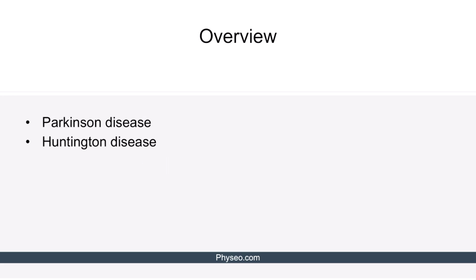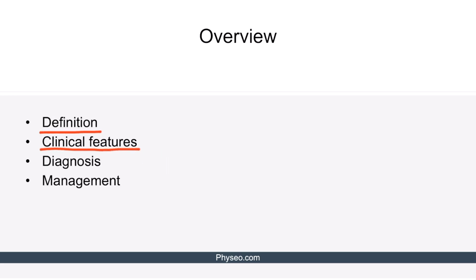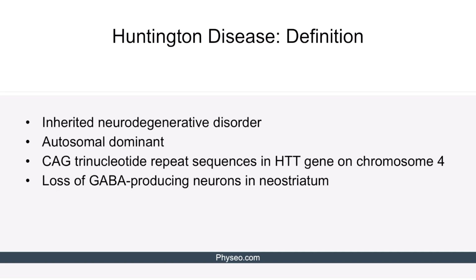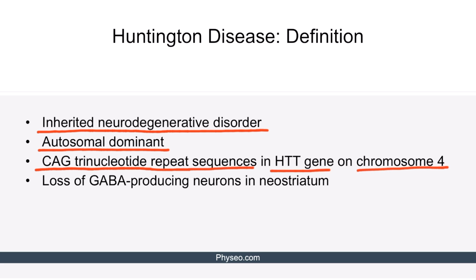Let's now move on to our next topic, Huntington disease. We will discuss definition, clinical features, diagnosis, and management. Huntington disease is an inherited neurodegenerative disorder. The type of inheritance is autosomal dominant. It is associated with CAG trinucleotide repeat sequences in the HTT gene on chromosome 4. In this disease, there is loss of GABA-producing neurons in the neostriatum.